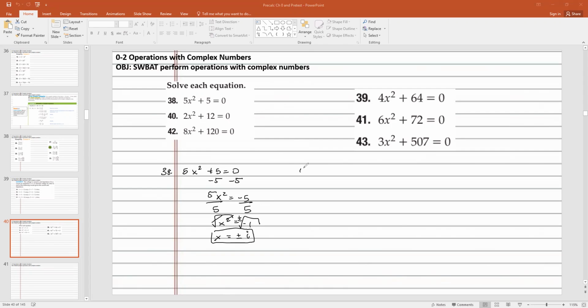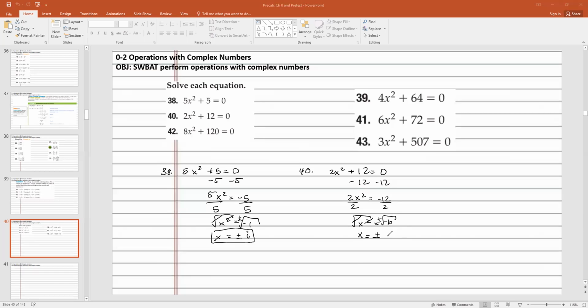And let's do 40, I guess. Yeah. So let's do one that's not just i. Well, it's going to have i in it, but it's not going to be just i. So here, subtract 12. You get 2x squared equals -12. And then divide by 2. You get x squared equals -6. Square root both sides to get rid of that squared. And remember, when you square root both sides, you need to put plus or minus. And you get x equals the square root, plus or minus.